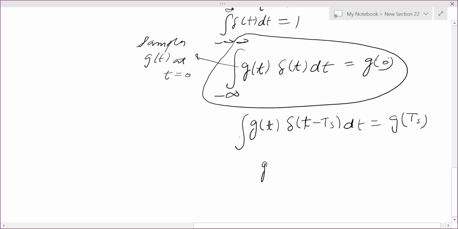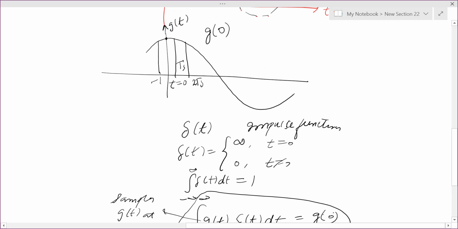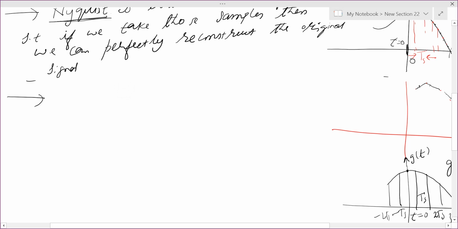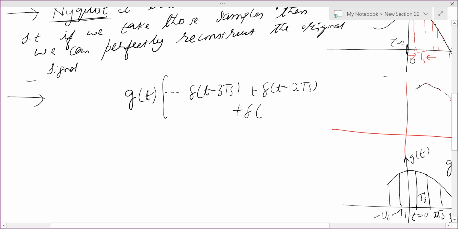So now this integral operation, we will just omit it. I will just multiply. So I will just do g of t delta of t minus ts, then plus g of t delta of t minus 2ts. Now just imagine if I want all these samples: minus ts, minus 2ts, 3ts, and so on. Then the sampled signal can be represented as g of t multiplied with delta of t minus 3ts, coming from infinity, plus delta of t minus 2ts plus delta of t minus ts plus delta of t plus delta of t plus ts, and so on and so forth.